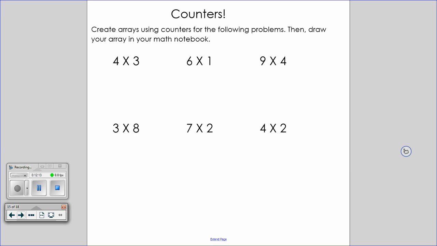Let's do some practice. Get out your counters. You're going to build it on your notebook. I want you to build 4 times 3. Build 4 times 3 and then stop. So we have 4 rows and then 3 columns. Notice my rows are relatively straight. Your dots should not be all over the place. Draw 4 times 3 in your notebook with the equation. So you're drawing that array and the equation in your notebook.